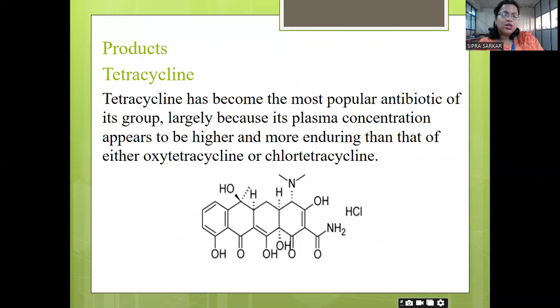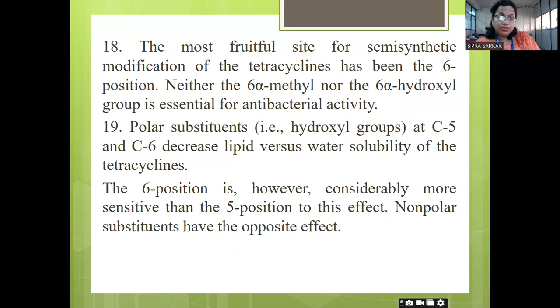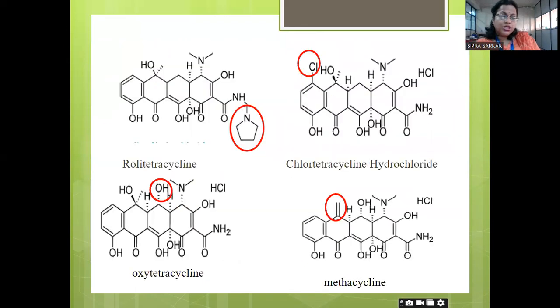The tetracycline drug has become the most popular antibiotic of this group, largely because its plasma concentration appears to be higher and much more enduring than that of the other tetracyclines, such as oxytetracycline and chlorotetracycline. That means its plasma concentration gives higher activity than the other tetracyclines. See the structures: chlorotetracycline, oxytetracycline, and methacycline.